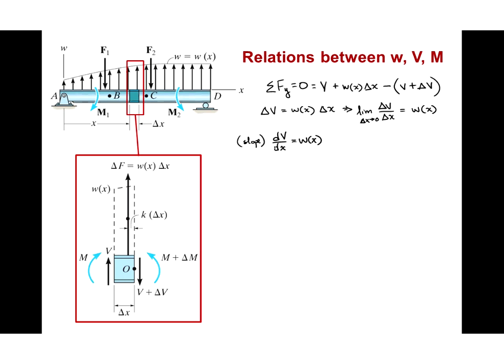If we integrate this function, both sides, from some point x1 to some point x2, then we simply get that V2, the shear force at location x2, will be equal to the shear force at location x1, plus the integral from x1 to x2 of w of x dx.